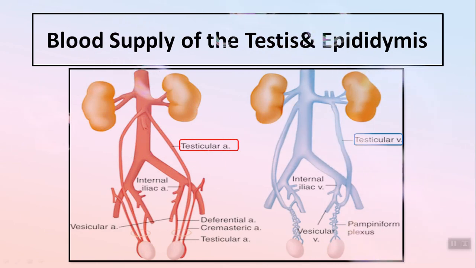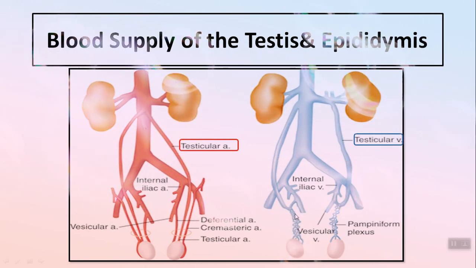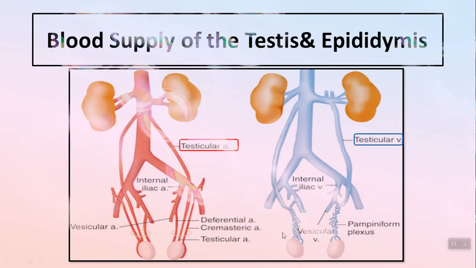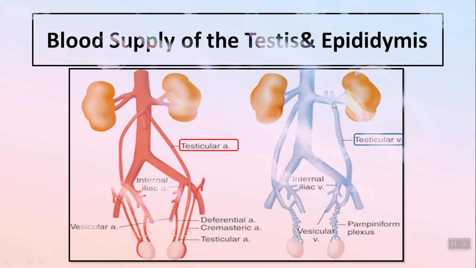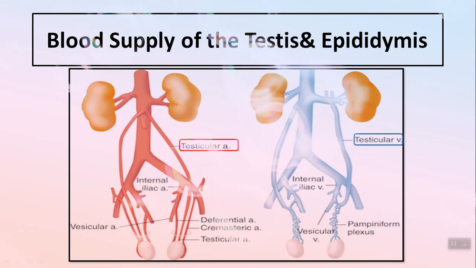What is the blood supply of the testis and the epididymis? It is supplied by the testicular arteries at the level of L2, directly from the abdominal aorta. They run a retroperitoneal course, passing through the inguinal canal to supply the testis and epididymis, while the venous drainage is through the pampiniform plexus. It is an extensive plexus of veins that then unite at the deep inguinal ring to form a single vein, which drains on the right side into the inferior vena cava, and on the left side into the left renal vein.